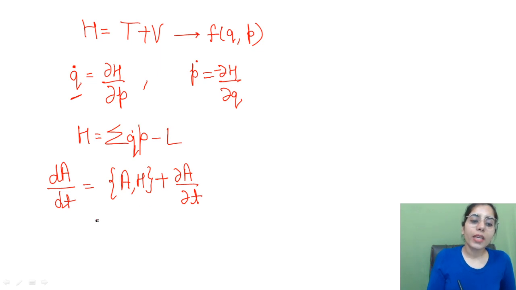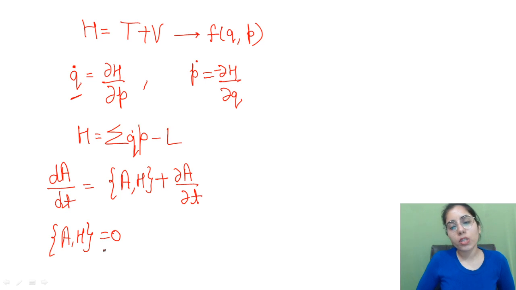Now, if any quantity is a conserved quantity or constant of motion, in that case the Poisson bracket of A with H will be equal to 0. This is a very important condition, and you can use it to know whether any given function or quantity is conserved or constant of motion or not. If it satisfies this condition, that is, the Poisson bracket of that quantity or function with the Hamiltonian of the given system is equal to 0, that quantity will be conserved or constant of motion.